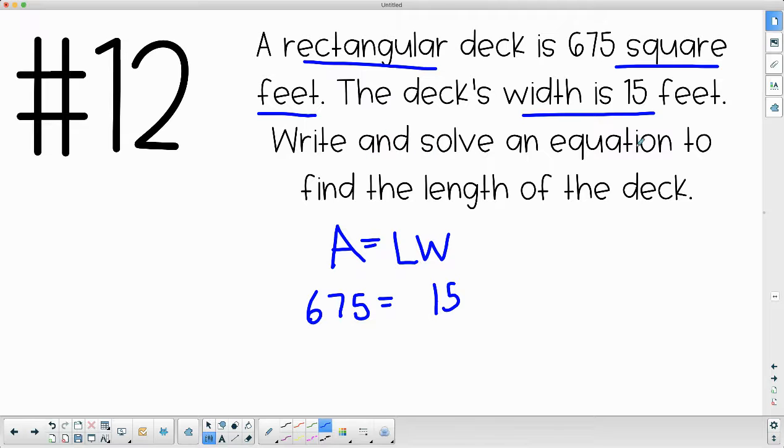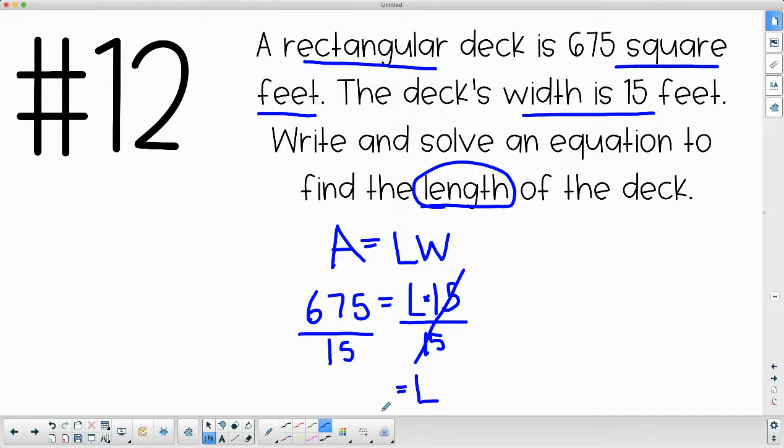So it wants me to write and solve an equation to find the length of the deck. So I'm looking for the length. So 15 L's. So this is a length times width. So to get L alone, we need to do the opposite of times 15, which is to divide by 15. So that part cancels out. So we need to do 675 divided by 15 will tell us how long that rectangular deck is.